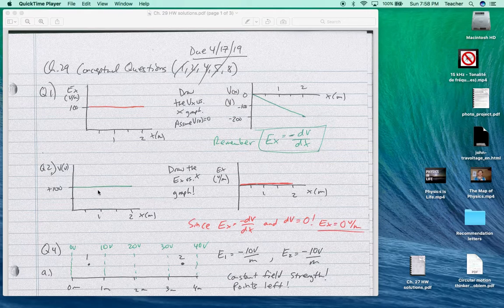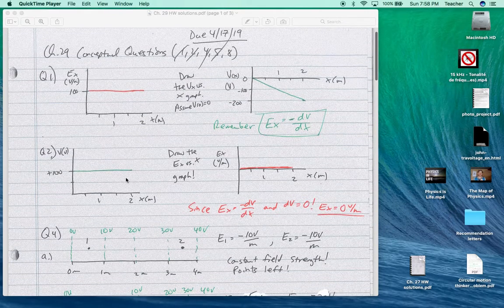Here, the potential graph given for question 2 is positive 100 volts the whole time. This doesn't matter about the orientation because the change in potential is 0, so therefore the electric field would be 0. This would be an example of something, say, going from the center to the outside of a conducting surface.